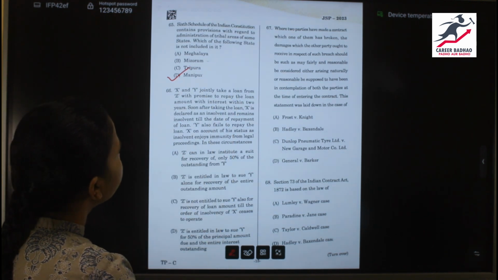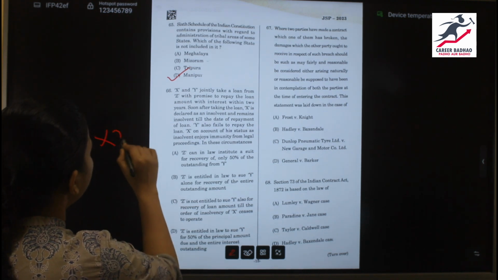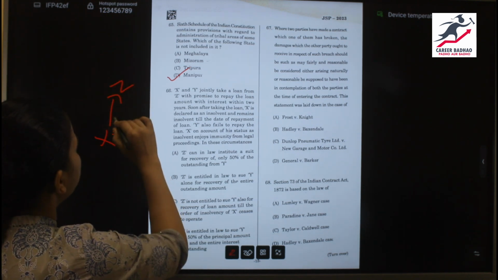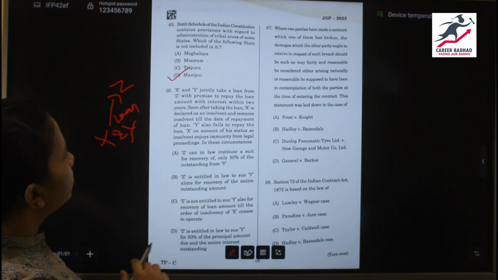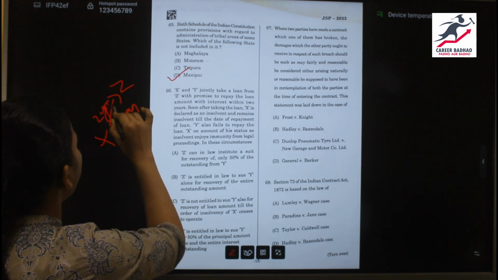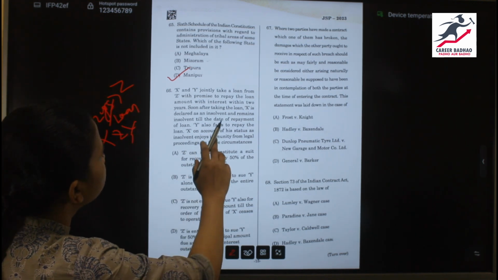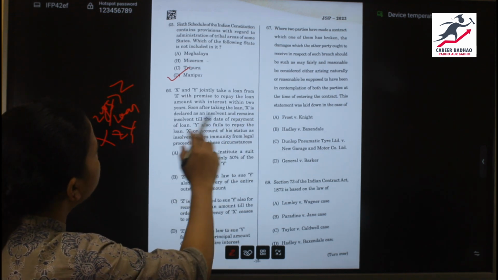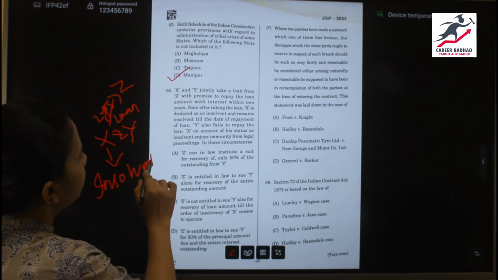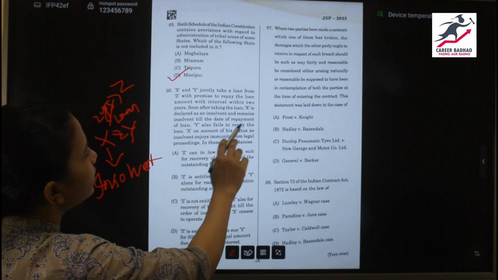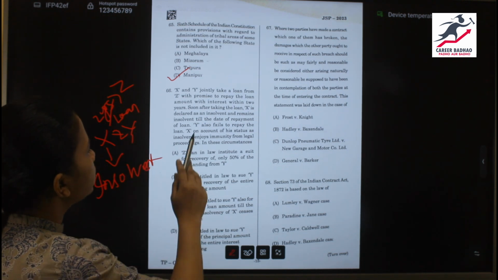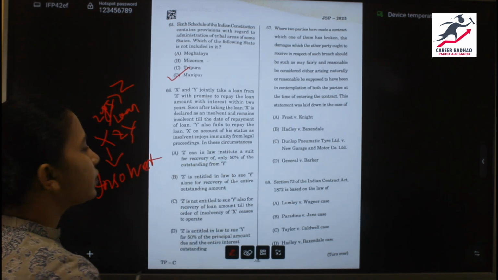X and Y jointly take a loan from Z. They took a loan from Z, with promise to repay the loan amount with interest within 2 years. So they took a joint loan and promised to repay the loan within 2 years. Soon after taking the loan, X is declared as insolvent, and remains insolvent till the date of repayment of loan. Y also fails to repay the loan. X on account of his status as insolvent enjoys immunity from legal proceedings.